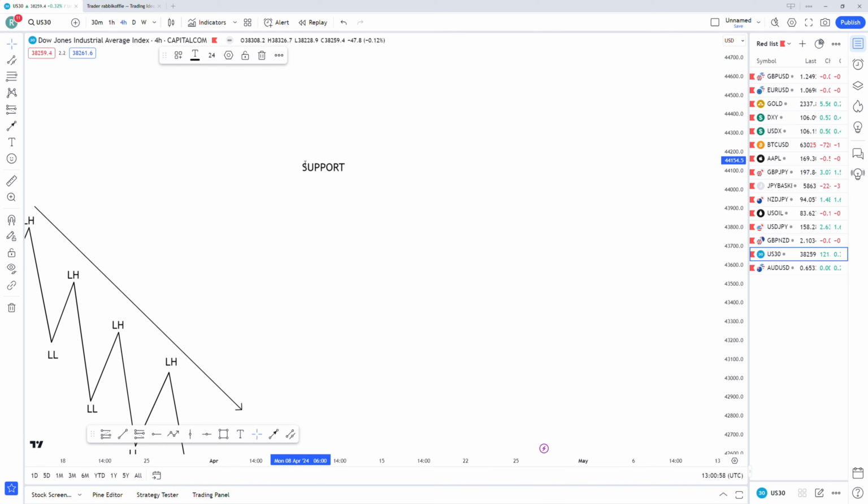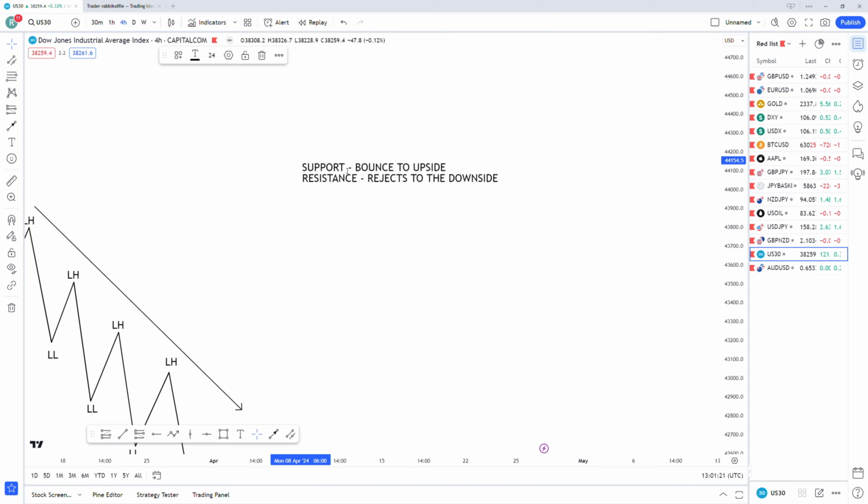Support is a zone or a level where the market bounces to the upside. So let me write that down. Bounce to upside. And resistance, the market rejects it to the downside. Okay, let me write that down also. Rejects to the downside, guys. Okay, so these are the two things that happen at the support and resistance.